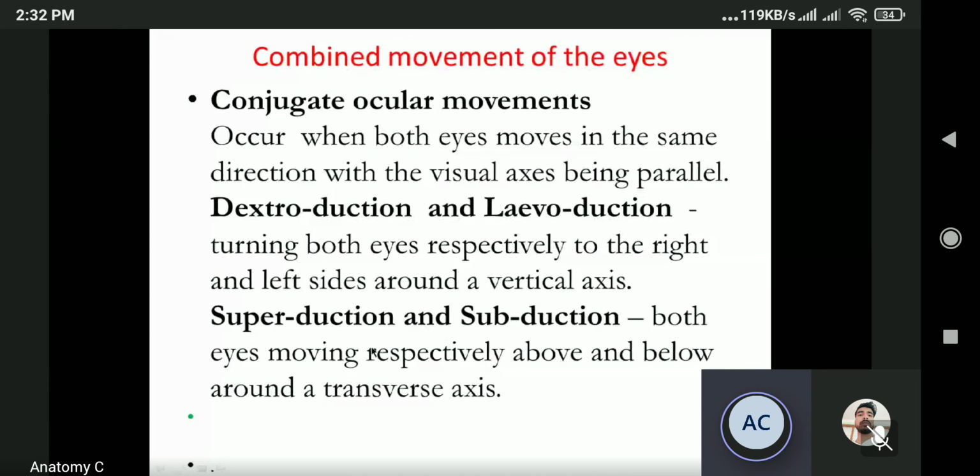Superduction and subduction, with both eyes moving respectively above and below around the transverse axis. Transverse axis, like a straight axis, if it is moving, that is called superduction and subduction.